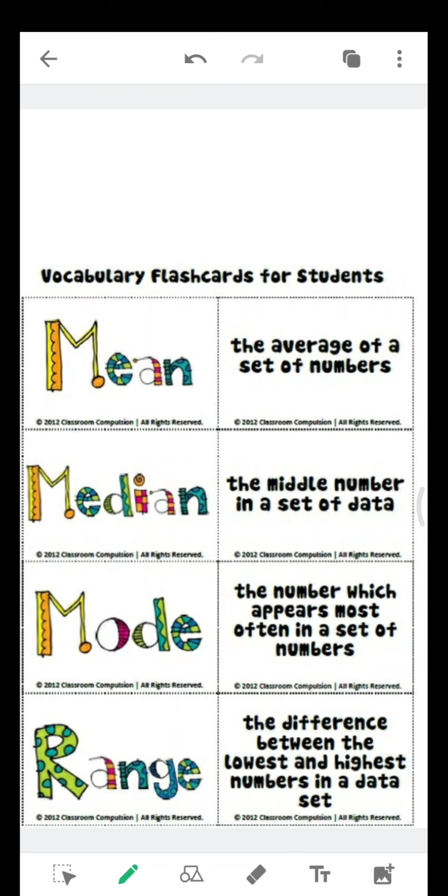Now let's see what is mean. Mean is the average of a set of numbers. Median is the middle number in a set of data. We'll see this all in detail. Mode is the number which appears most often in a set of numbers. And range is the difference between the lowest and the highest numbers in the data.